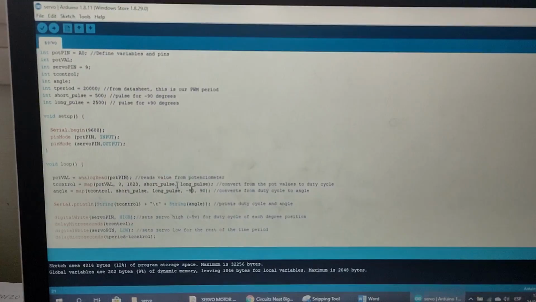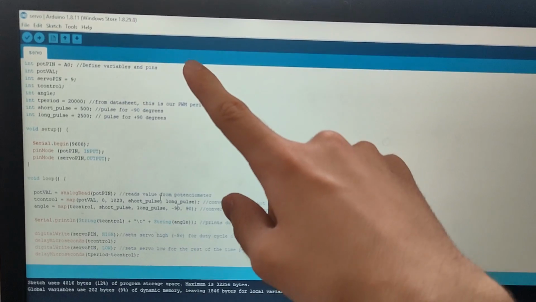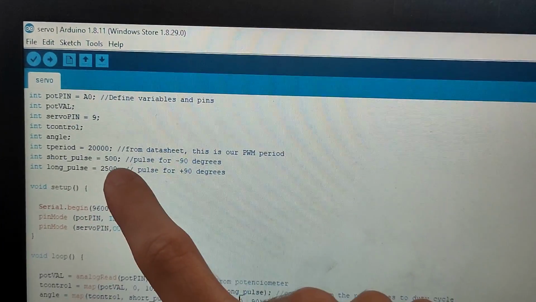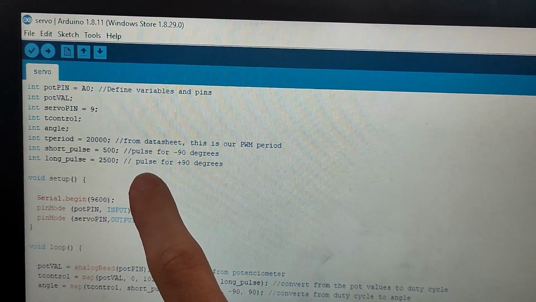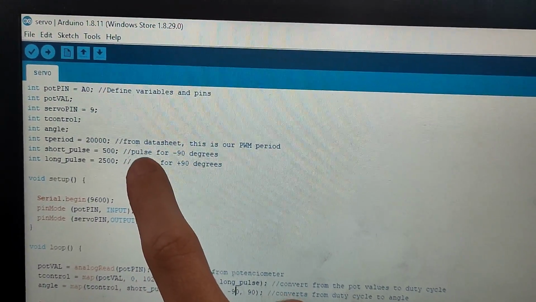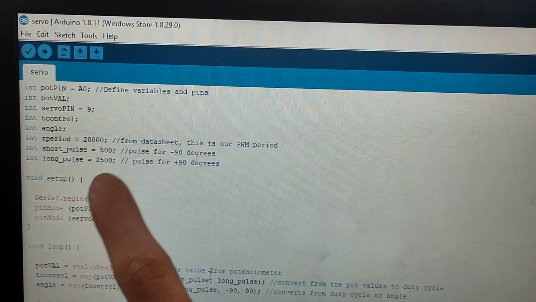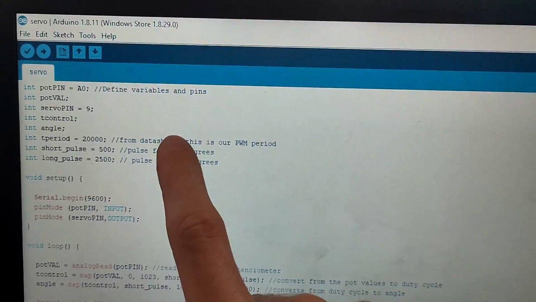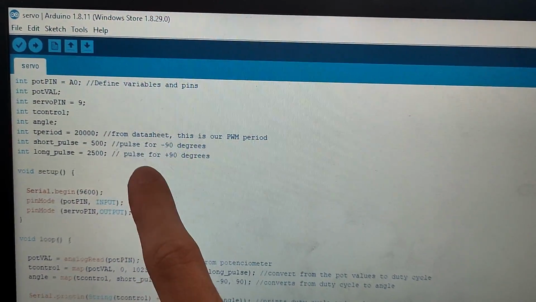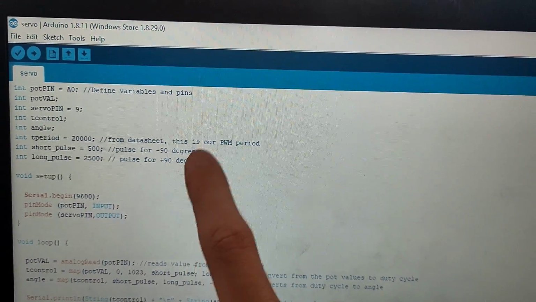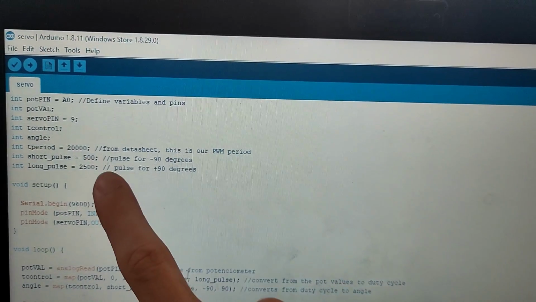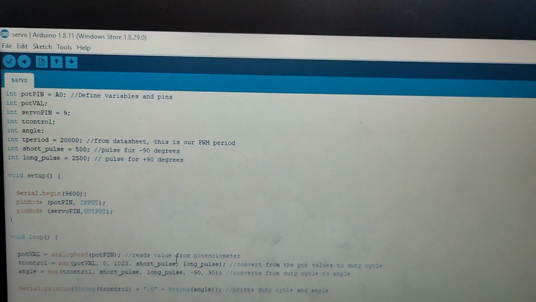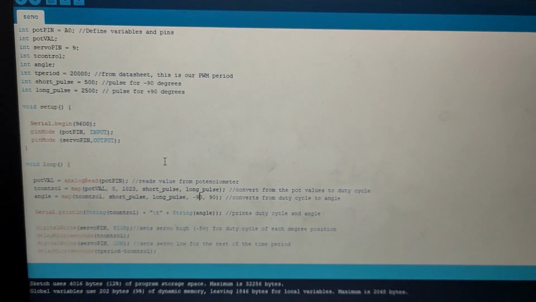Moving on to the Arduino code. The first thing we do is define the variables. As I was telling you just before, the pulse or duty cycle will not be exactly 1 and 2 milliseconds. Instead, it will be 500 microseconds and 2500 microseconds for the lower and top positions. Here for the time period, we use 20 milliseconds, which is the period determined by the datasheet.